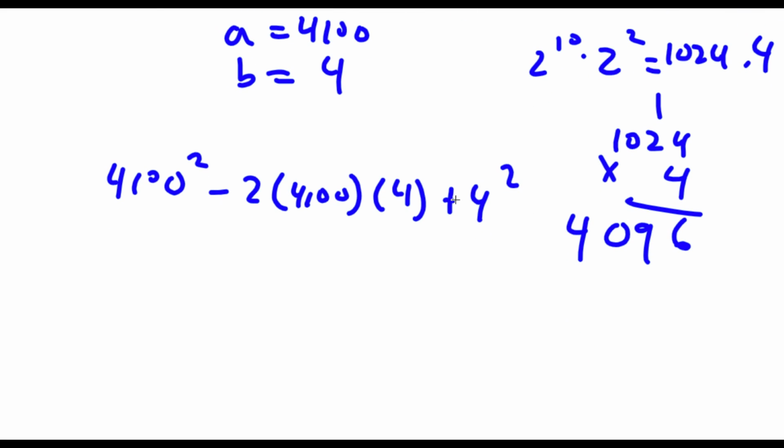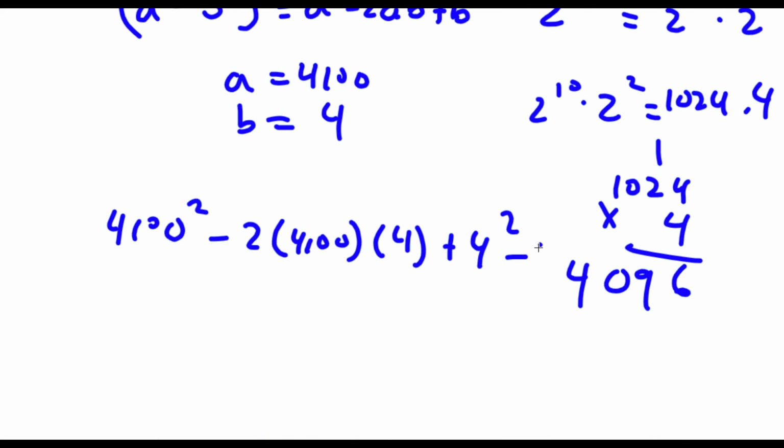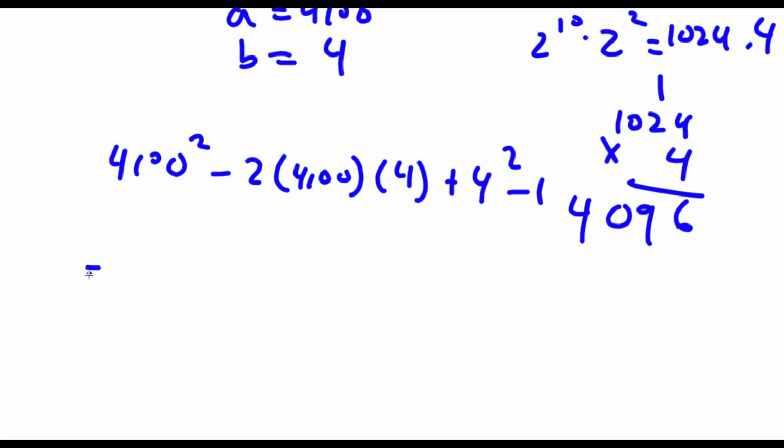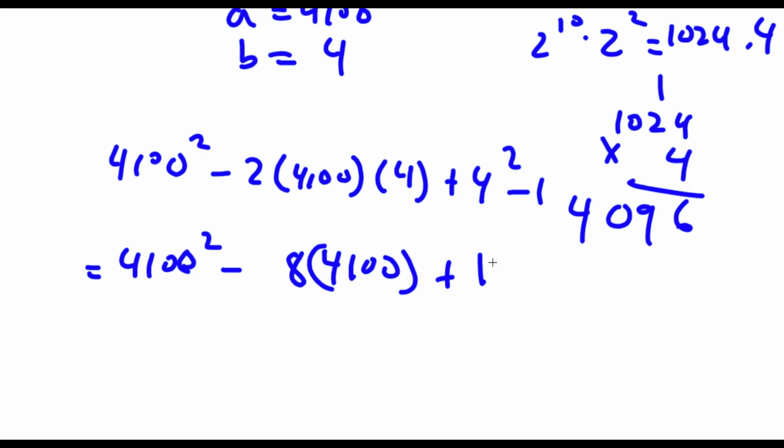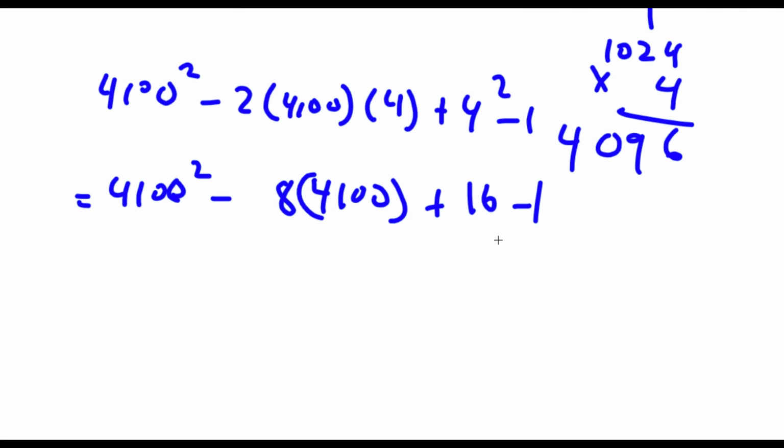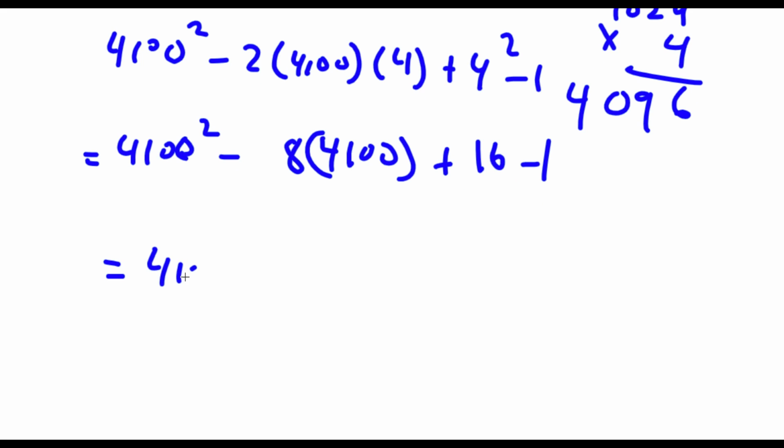And we can't forget the minus 1 at the end. So now this is equal to 4100 squared minus 8 times 4100, because 4 times 2 is 8, plus 4 squared, which is 16, minus 1. Now 16 minus 1 is 15, so now I have 4100 squared minus, well, 8 times 4100, that's going to equal 32,800, plus 16 minus 1 is 15.